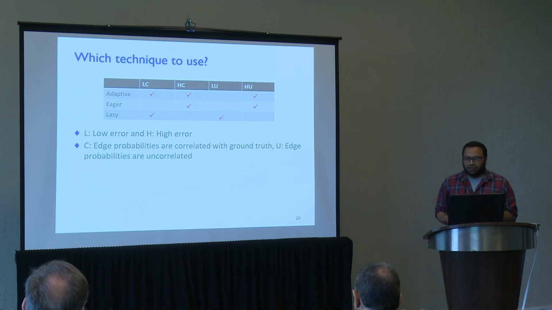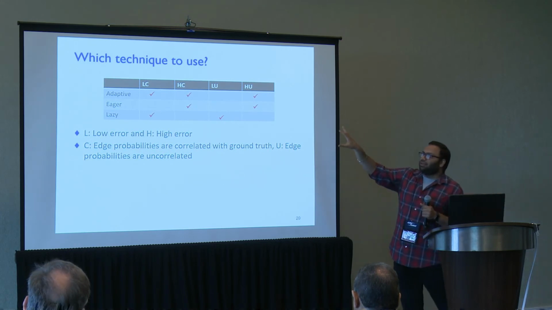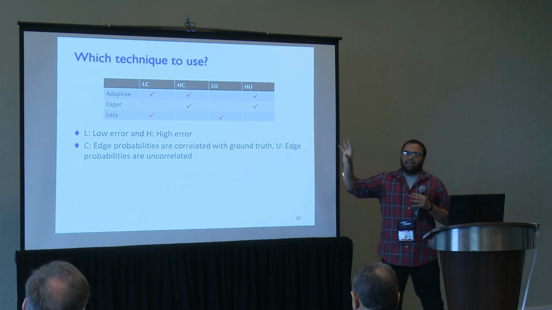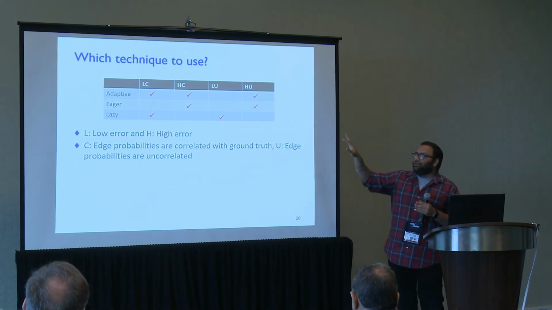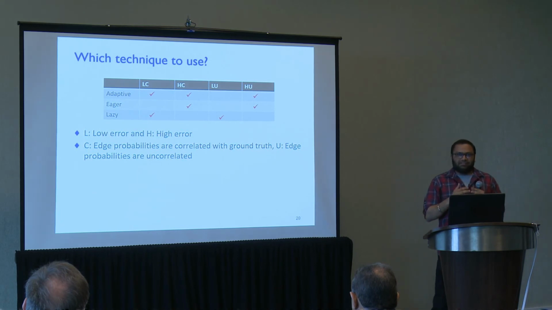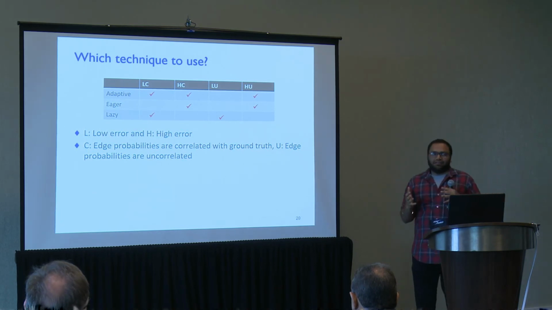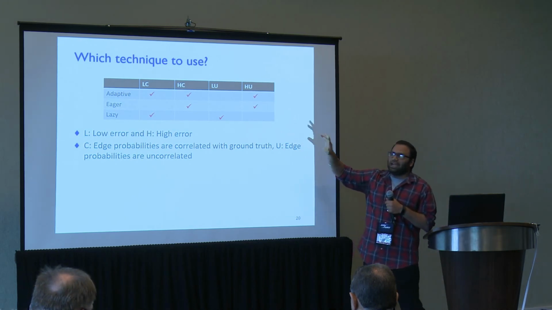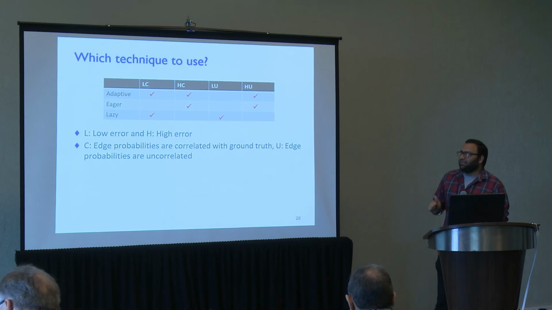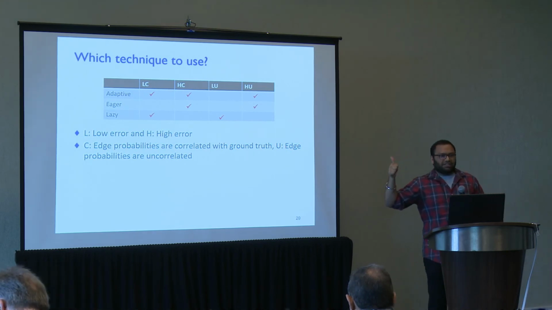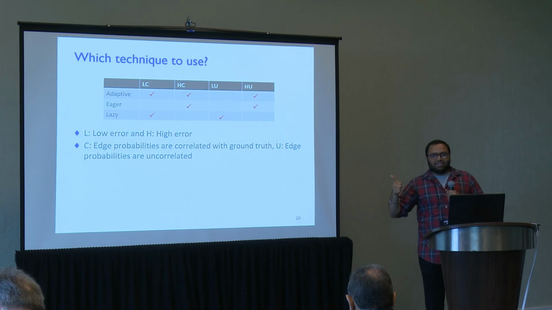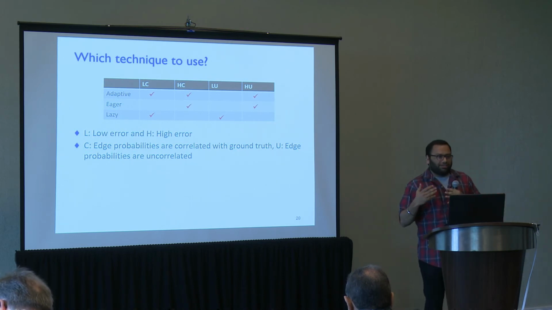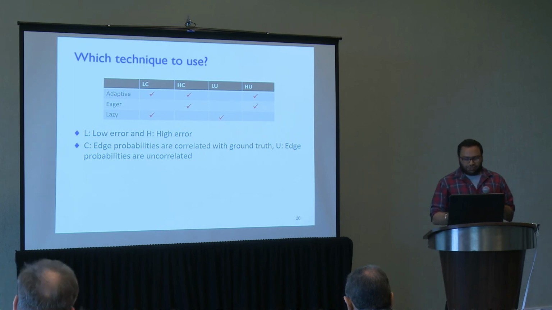So if we look at the different scenarios, this table shows the different scenarios that a data set could have. The L and H say that the error rate is low or high. C and U say that the probabilities given in the input graph are correlated with the oracle answers or not. As you can see, in all except the LU, adaptive is dominating over eager and lazy. But LU is not a very realistic scenario, because what it says is that the crowd is perfect, but the edge probabilities are completely noisy, which is not a very realistic situation.